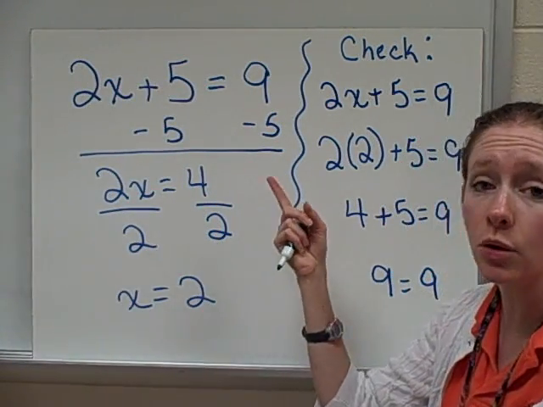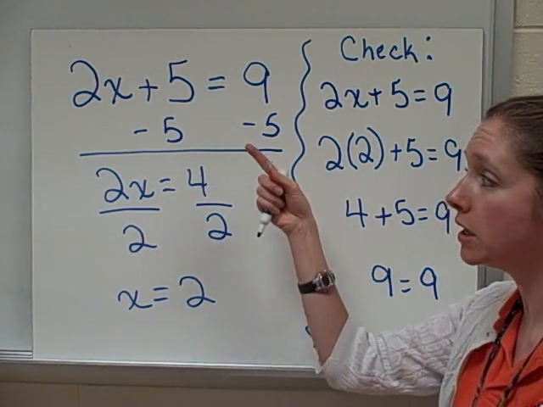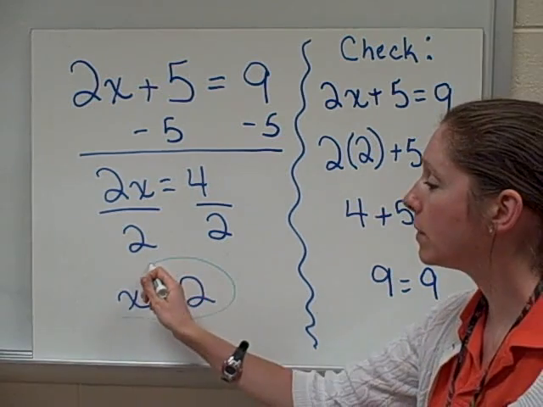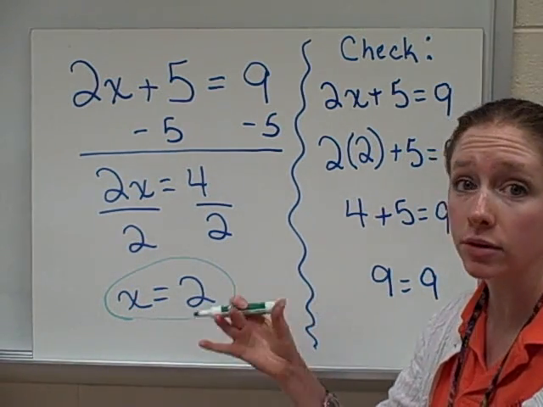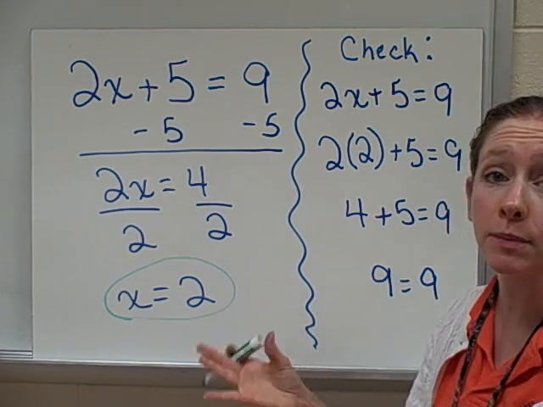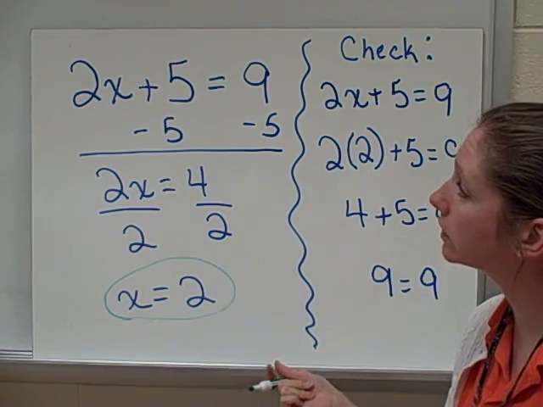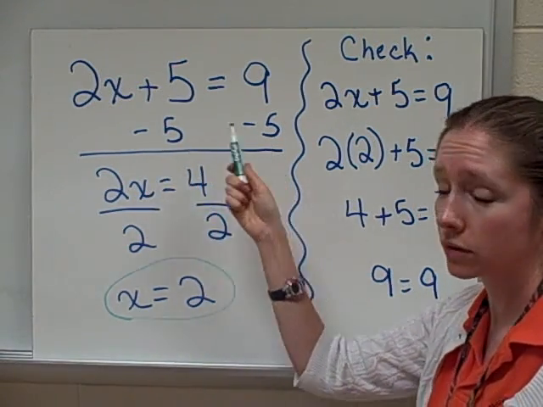Okay, here's the same equation again. 2x plus 5 is equal to 9. This is another way to show that x is equal to 2. Remember that when we did one-step equations, we had to do inverse operations. We get to do the same thing here, except it's going to take us 2 steps instead of 1 to solve for x. So the first thing I'm going to do is subtract 5 on both sides.